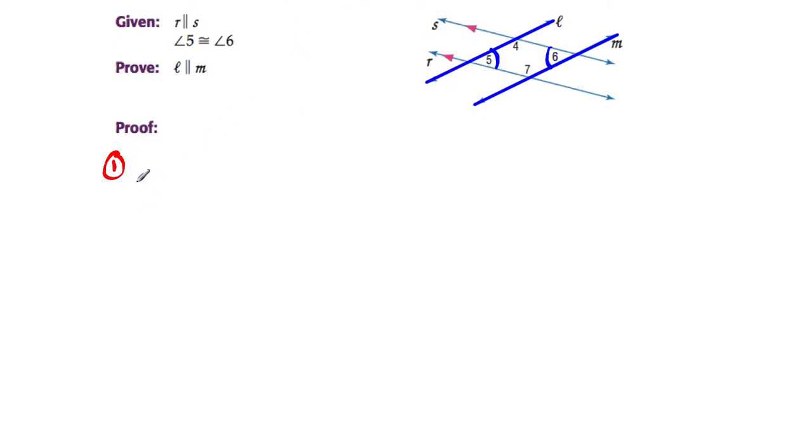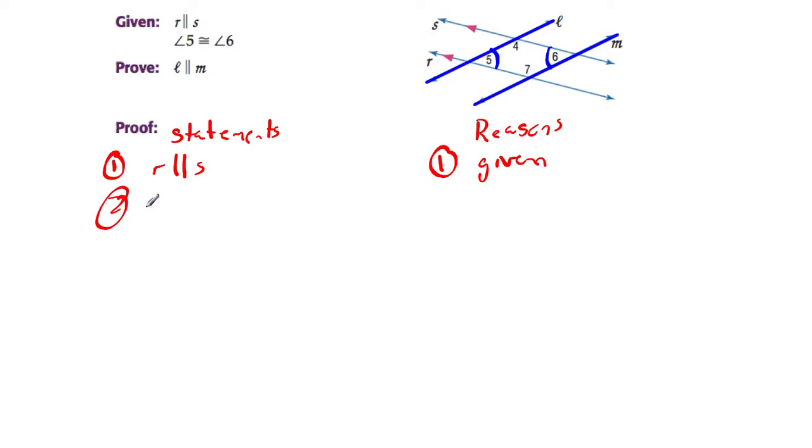Well, if nothing else, we're going to have our statements and our reasons. And we're going to say R is parallel to S, and that's given. Number 2, we're going to say that angle 5 is congruent to angle 6, and that is given. All right, so number 3, this is where we start looking. What do we want to show? We want to show that L is parallel to M.